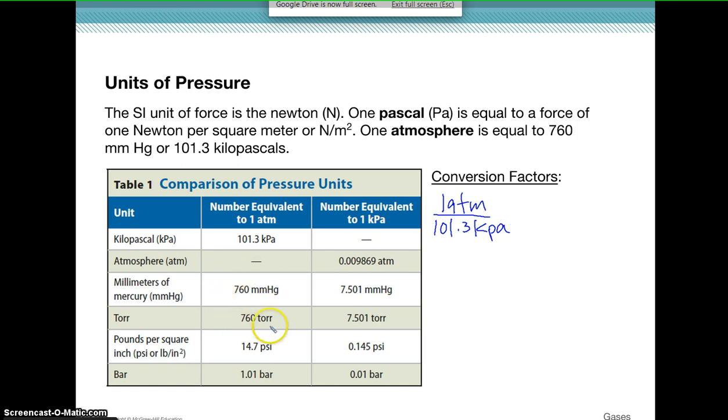Okay. Now we're also going to look at these two right here, millimeters of mercury and torr. Both of those are the same thing. So 1 atmosphere is equal to 760 millimeters of mercury, and 1 atmosphere is equal to 760 torr. So if you are given one of these other units and you need to convert to atmospheres, these are the conversion factors you would use. Okay, we're not really going to look much at PSI, we're not going to look at bars, those are American systems. We're going to look at the metric units, which are the atmospheres and the kilopascals for the most part.